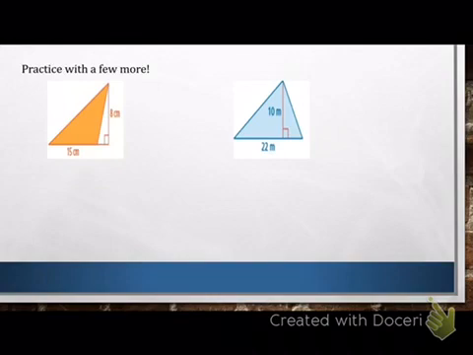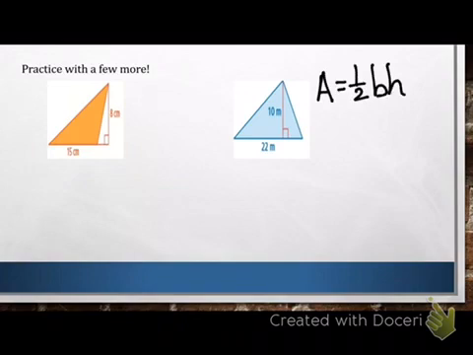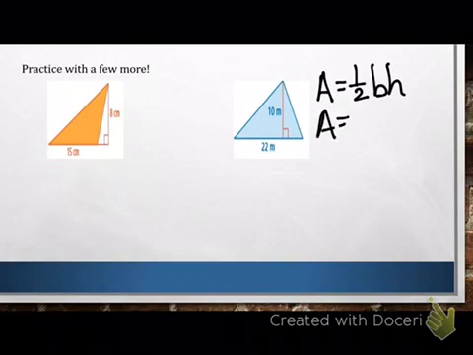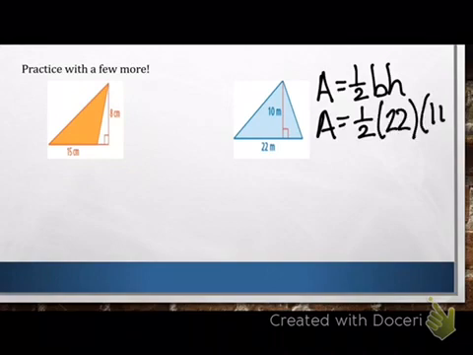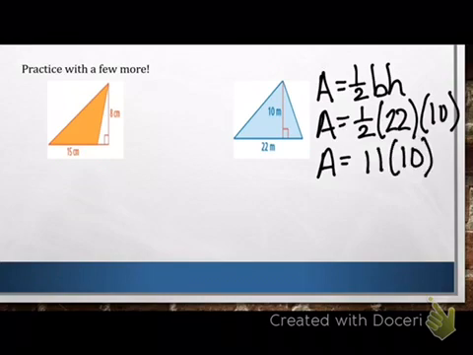All right, let's try to find the area of the blue triangle. Start off with your formula. A equals 1/2 times base times height. A equals 1/2. Now I'm going to fill in for my variables. For B, I'm going to use 22, and for H, I'm going to use 10. You have an option again. You can find half of 22, which is 11 times 10, and get your answer of 110 meters squared.